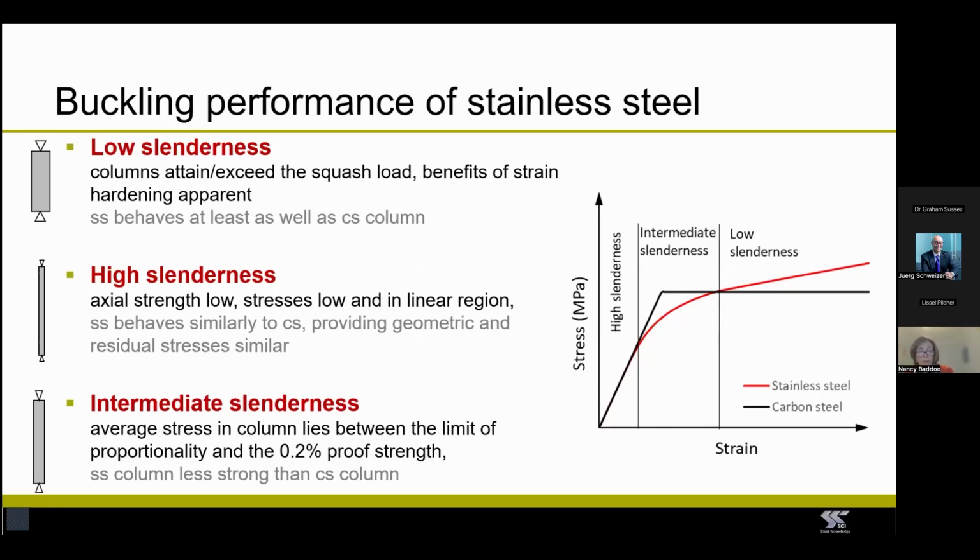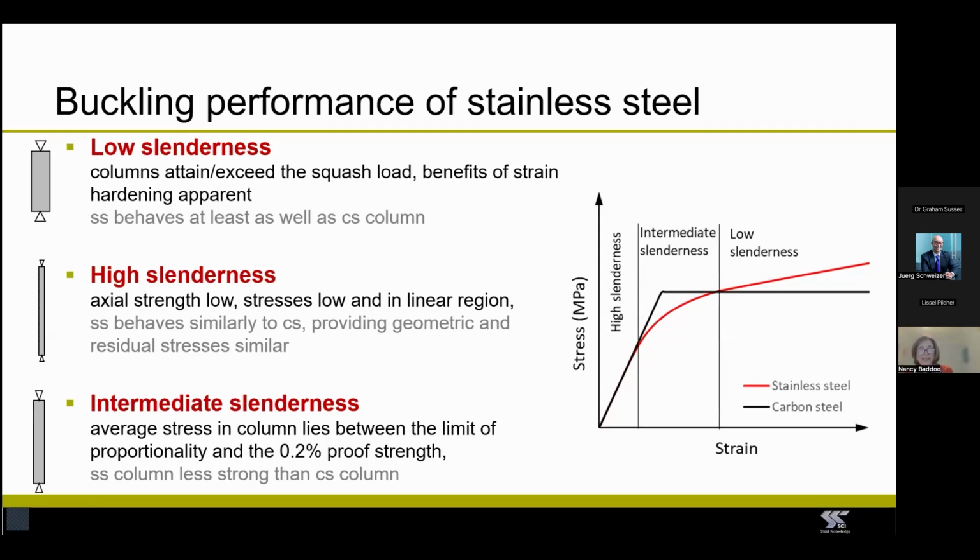In a long column, or a column with high slenderness, the resistance is governed by global buckling, and in this case, the compressive stresses in the column will be below the limit of proportionality of stainless steel, and the behavior will be predominantly elastic. So stainless will behave the same way as a carbon steel column.